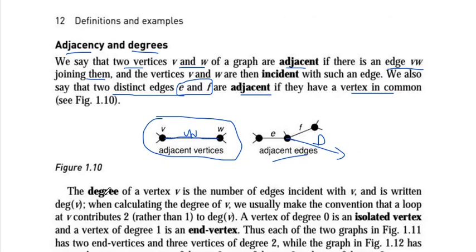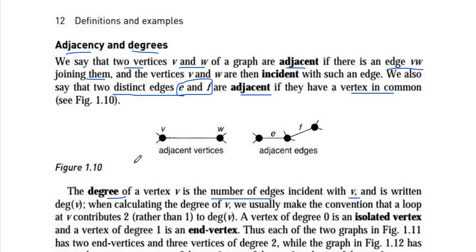And we already know degree of vertex. So what is the degree of vertex? In the last lecture we discussed that the degree of vertex V is the number of edges incident with V. We have to calculate for a particular vertex the number of edges connected with it, and we write that as the degree of V. And when calculating the degree of V, we usually make the convention that a loop at V contributes 2 to the degree of V.